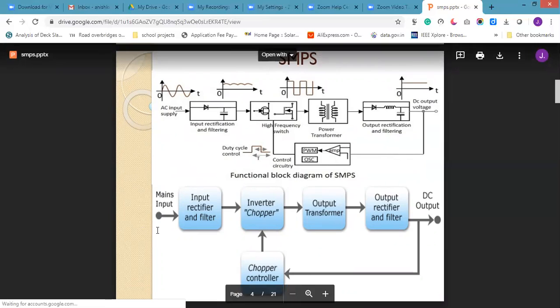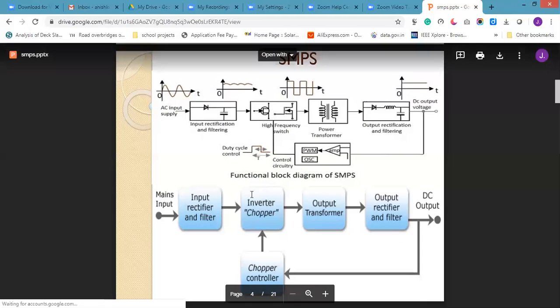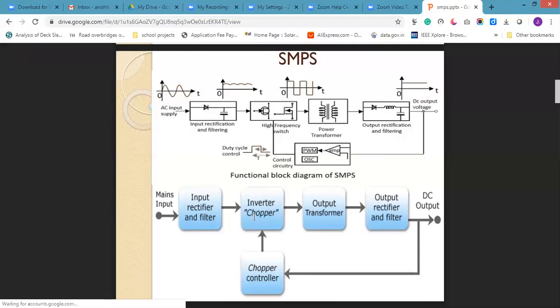Here we are having AC input. This is called as DC output. A rectifier is used to convert AC into DC. Filter is used to remove the ripple content in the DC. Next, we are using one inverter. Inverter will convert DC into AC. That AC is given to the transformer. This transformer is used for isolation purpose. The transformer is step up or step down. And here we are using a rectifier. Once again, it will convert AC into DC and filter is used to remove the ripple content.